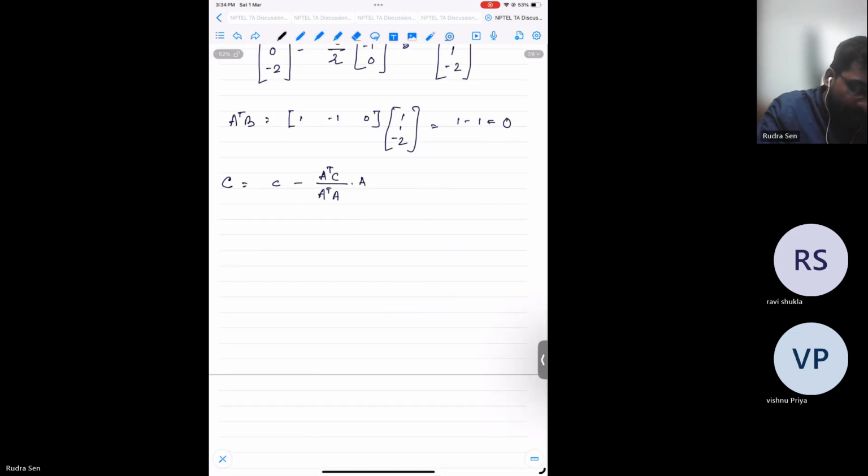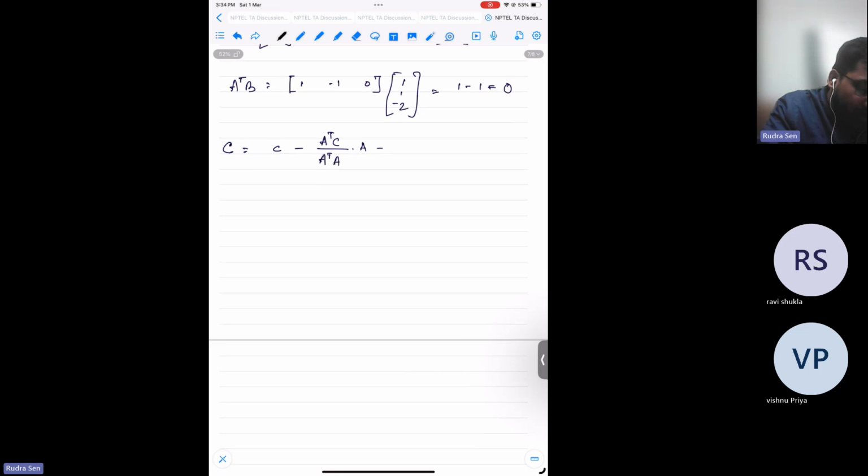Into A minus, sorry, B transpose c by B transpose B into B. These c's are small c's, not a capital C. Okay. So what is the c vector? It's 3, minus 3, 3.